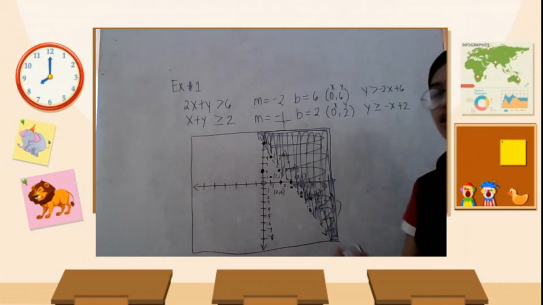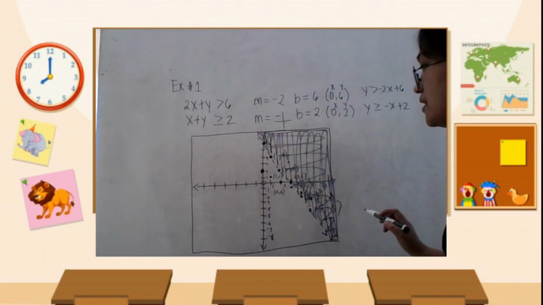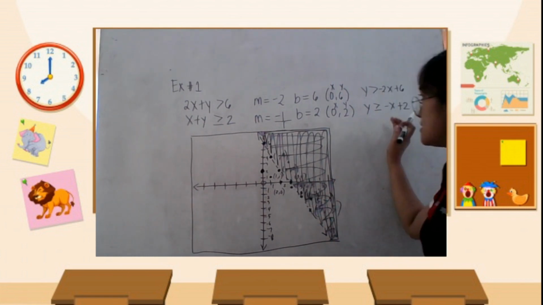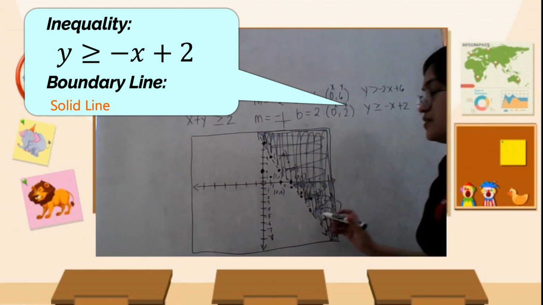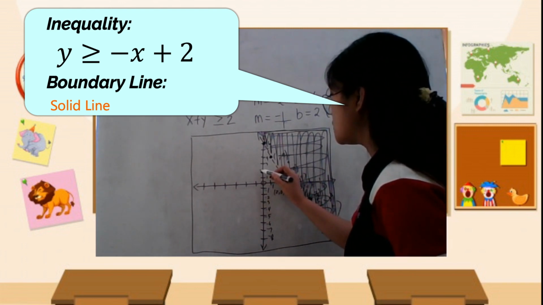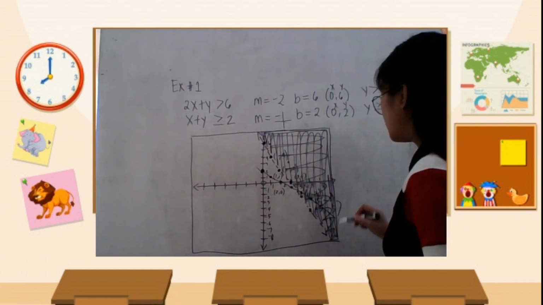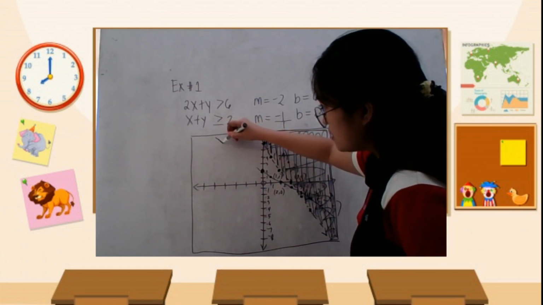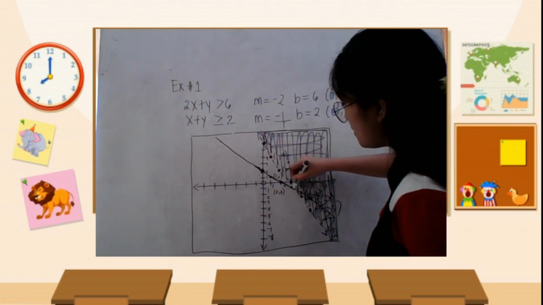As you can see, nag-o-overlap na siya dun sa iginraph ko. Okay? So, i-connect na natin yung mga points. And again, this is greater than or equal. So, that means ang ating boundary line ay solid line. Connect natin by using solid line. Okay? So, extend lang tayo dito ng solid line. Gumamit na kayo ng ruler para maayos ang ating pag-connect.